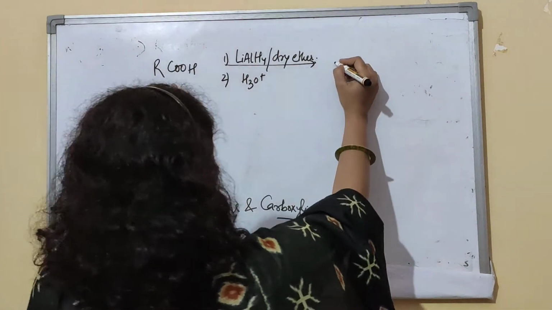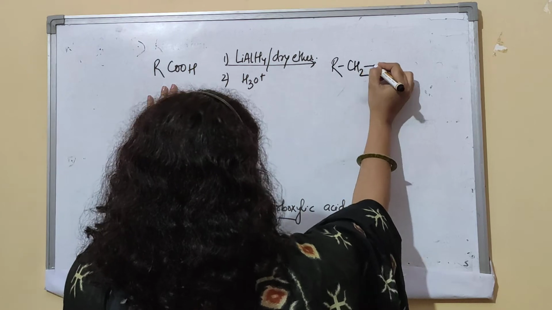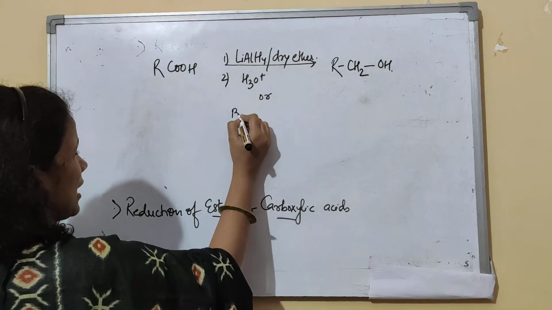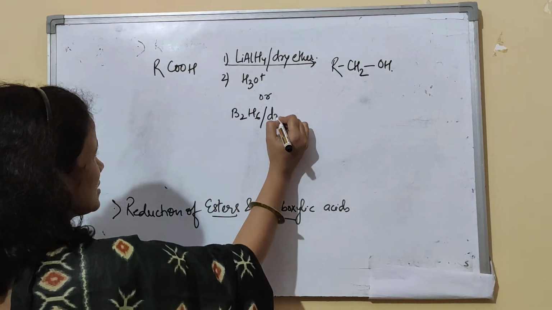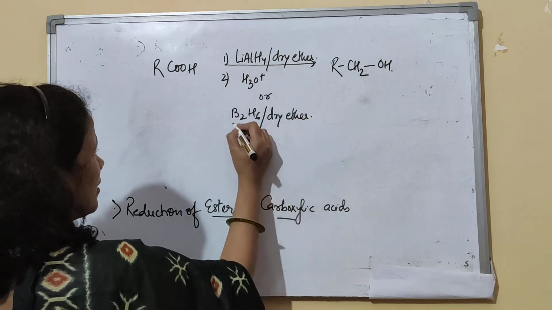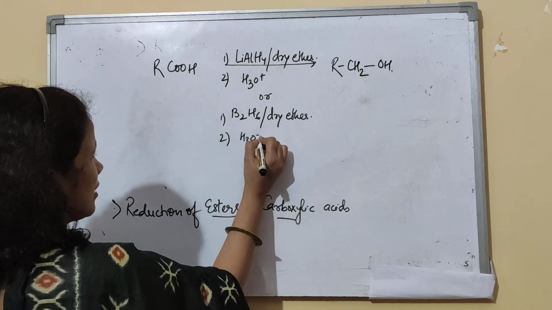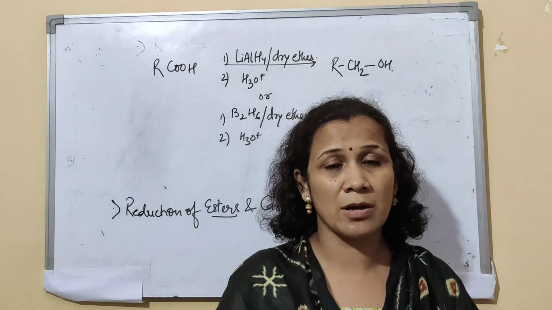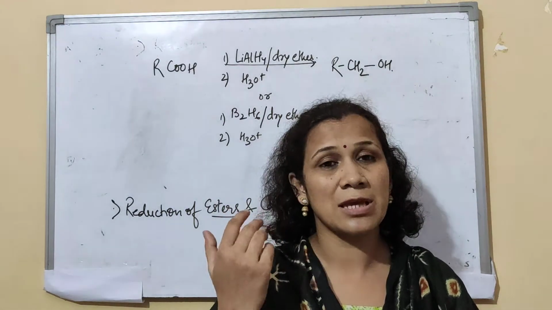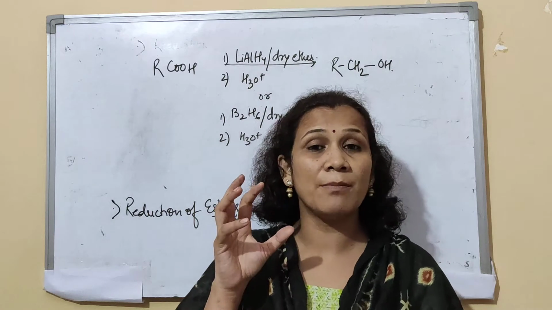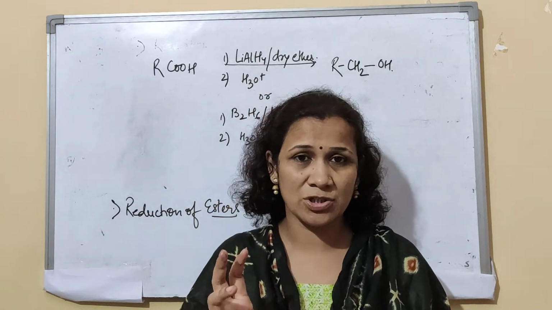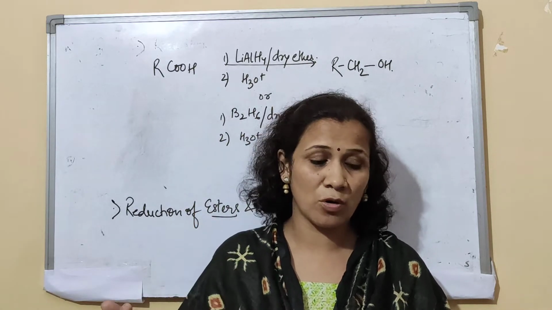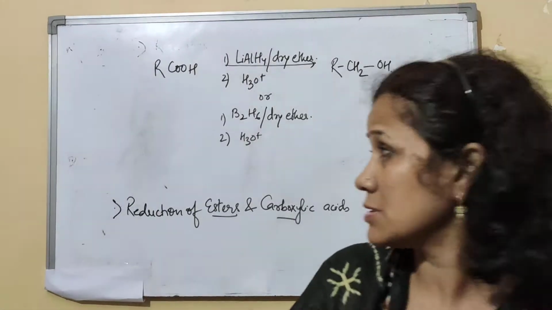Now this will give you RCH2OH, the corresponding alcohol. Instead of this, you can also use diborane in presence of dry ether followed by hydrolysis. Both will give you the same result. What is important in organic chemistry is what your major product is. Whatever we get as side products is immaterial. We only concentrate on the main products. So by reducing esters or carboxylic acids, we get the corresponding alcohol. Now let's see for esters.